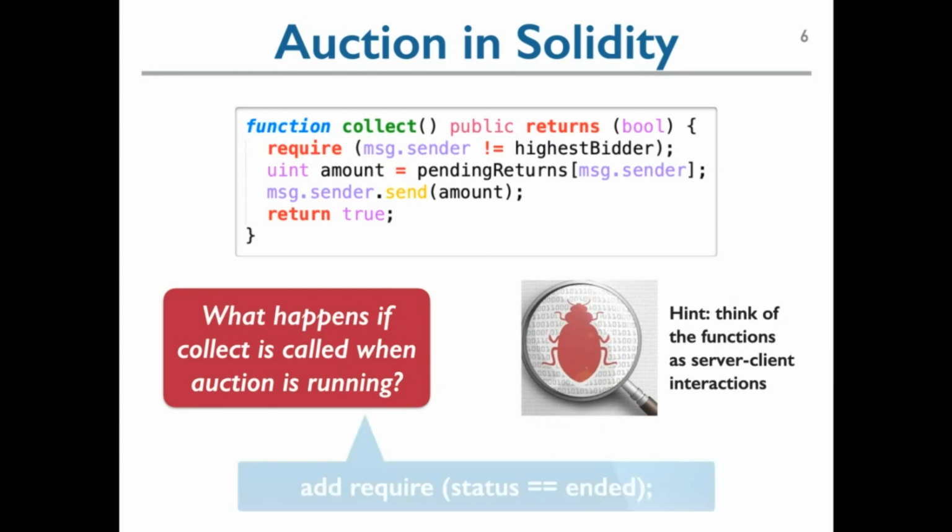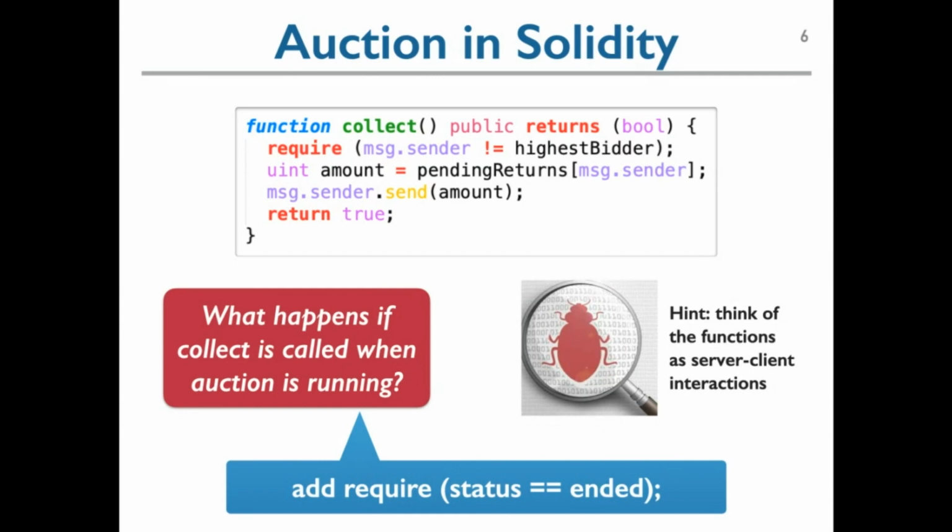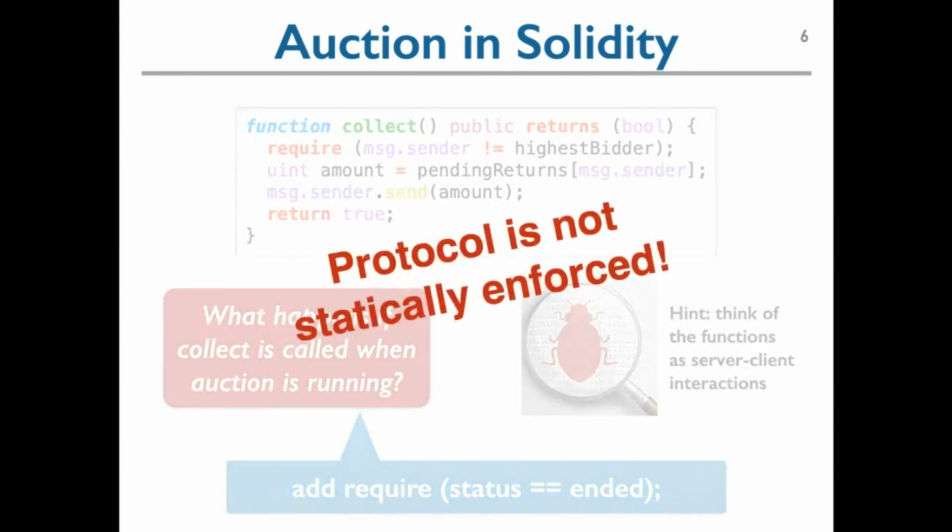The workaround that Solidity has is that you can add a requires clause that status must be ended at this point, at the status variable, and this will be checked at runtime, but there is no static support for enforcing these protocols. So the high-level problem, so to speak, is that all these contracts typically have a predefined protocol, but in programming languages like Solidity, there is no way to statically enforce them.